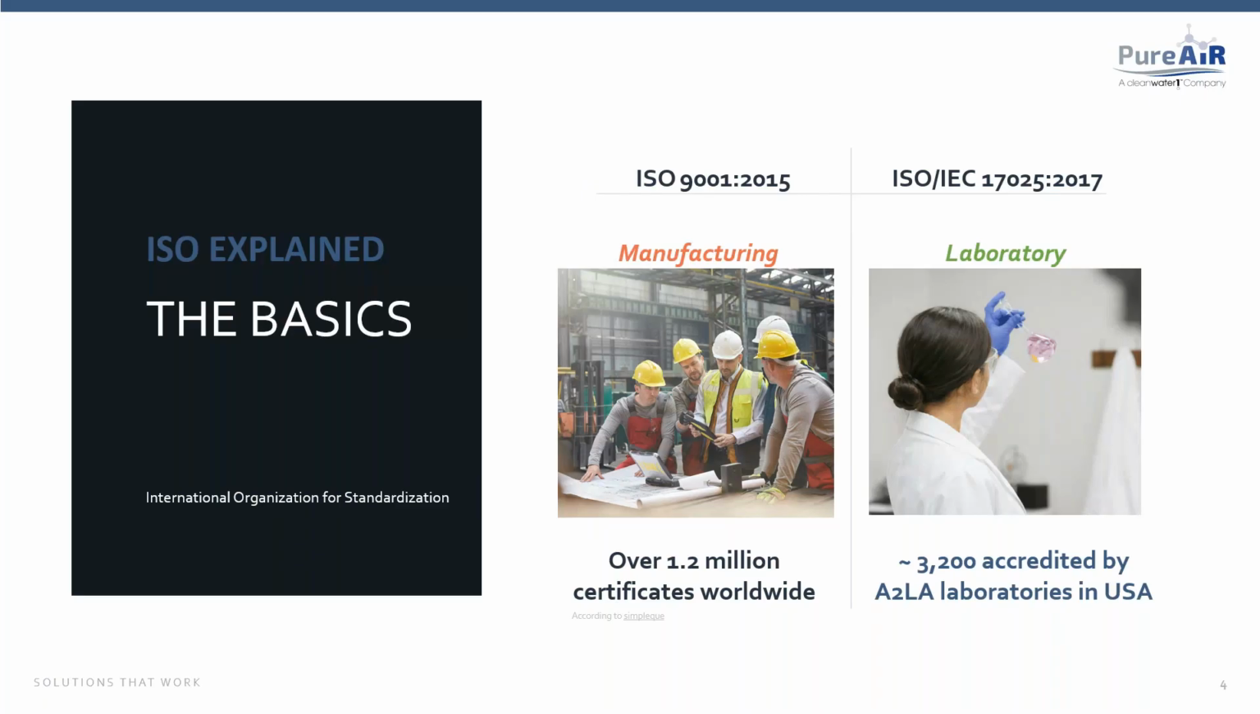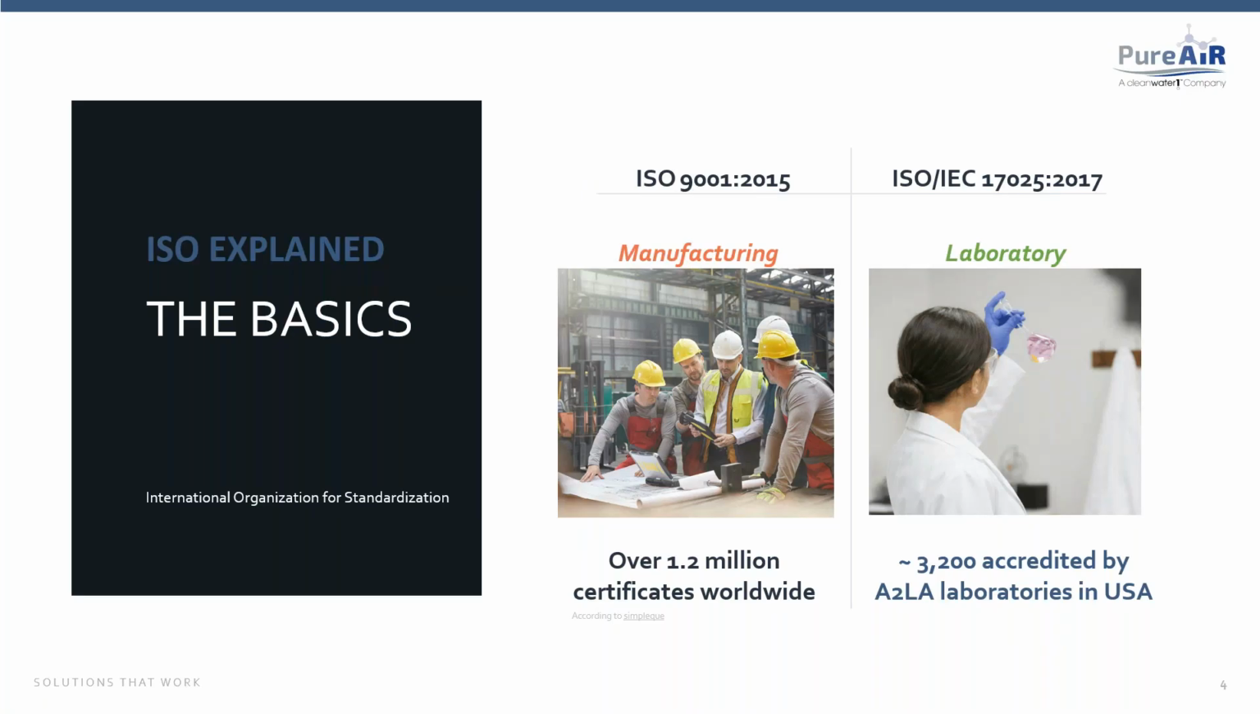ISO 9001 is a very common ISO certification, over 1.2 million worldwide. It covers manufacturing, ensuring processes in manufacturing are regulated and reviewed, and follow their ISO system.